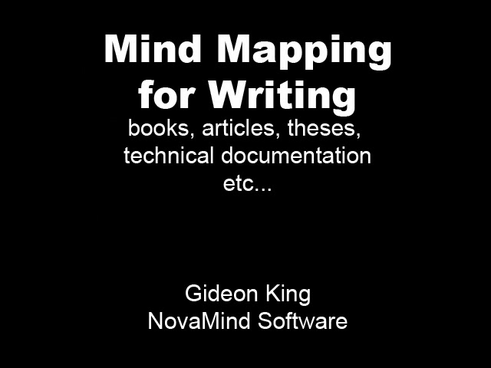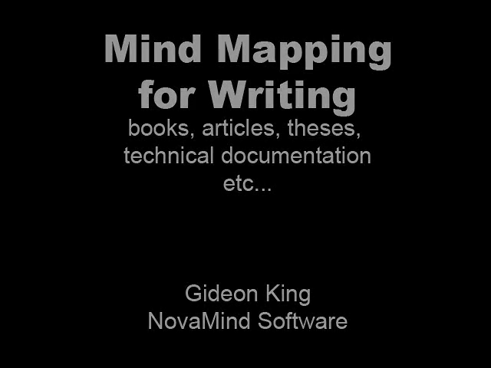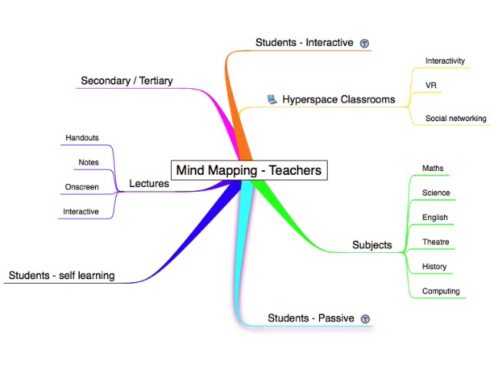Mind maps are a great way of gathering and organizing material for books, articles, theses, and technical documentation, in fact, any sort of writing. When I write books or articles, I start by creating a mind map of the outline for the book, with the concepts that I want to cover as the top-level branches, and then details as necessary, so that I have enough information there so that I know what I want to cover.